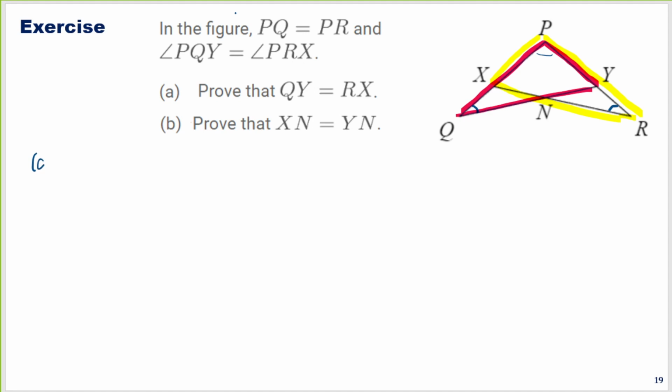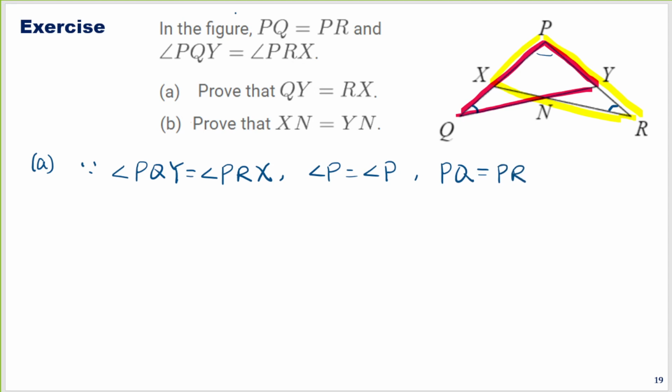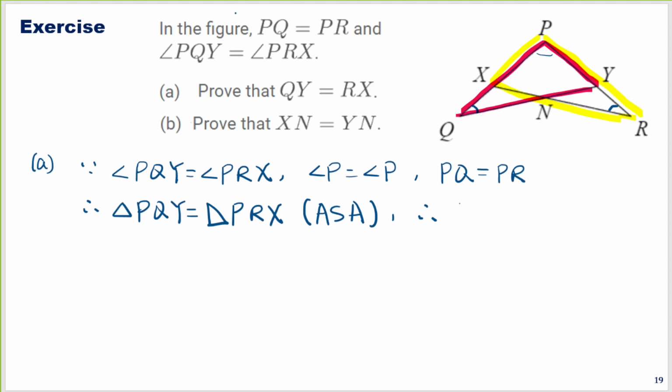And also they have some equal sides, PQ equals PR. So we could write it like this: because angle PQY equals angle PRX, angle P equals angle P, this is obvious, and also PQ equals PR, then we have triangle PQY congruent to triangle PRX by ASA, right? Therefore, the corresponding parts should be equal. QY should equal RX. So the first one has been solved.